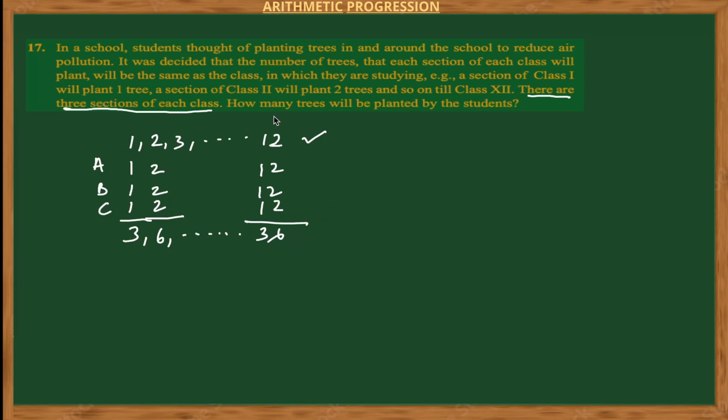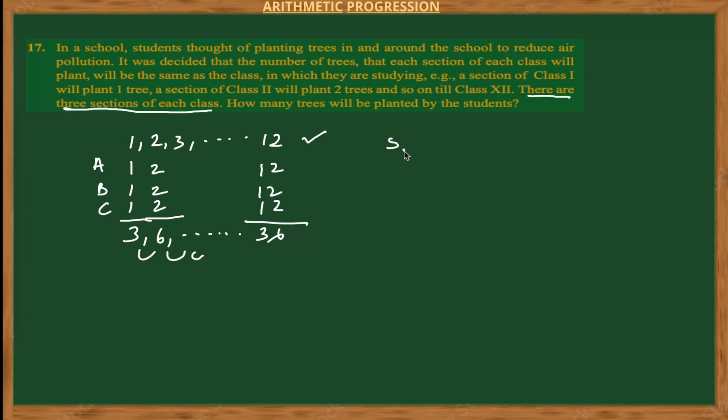So how many trees will be planted by the students? We know the sequence starts from 3, 6, and ends at 36. So we know the last term in this sequence is 36. How many trees will be planted by students? We need to add till this last term. So basically it asks for this sum.